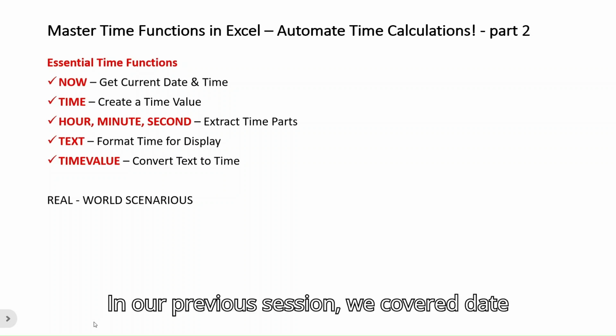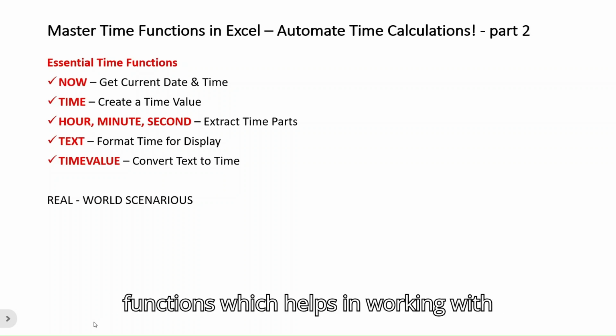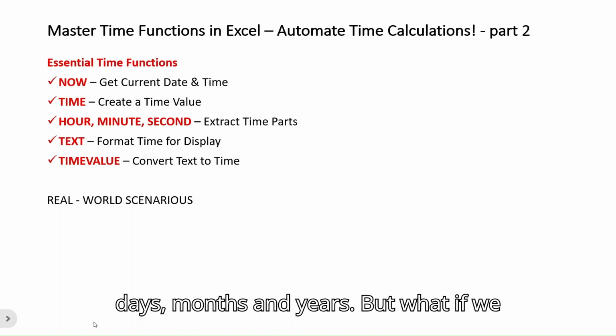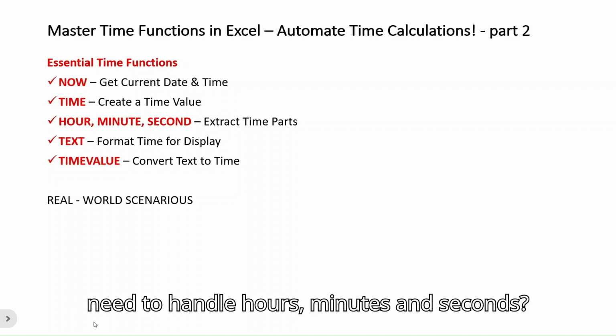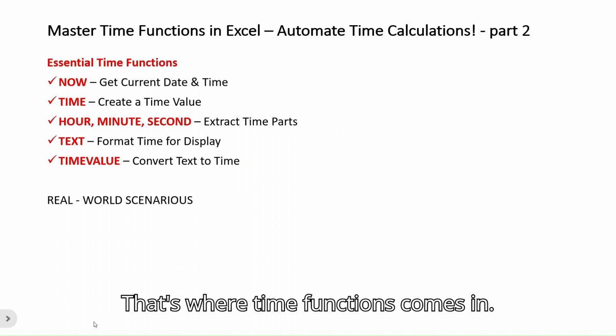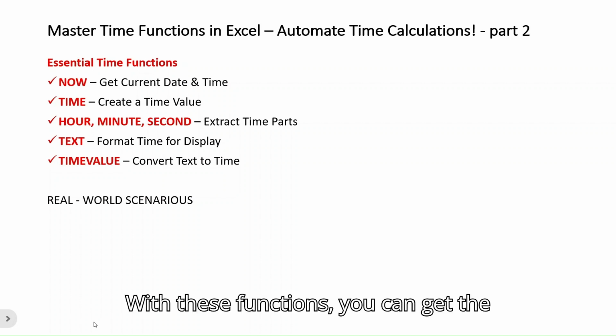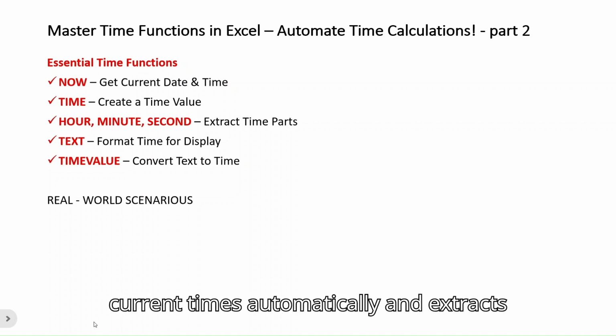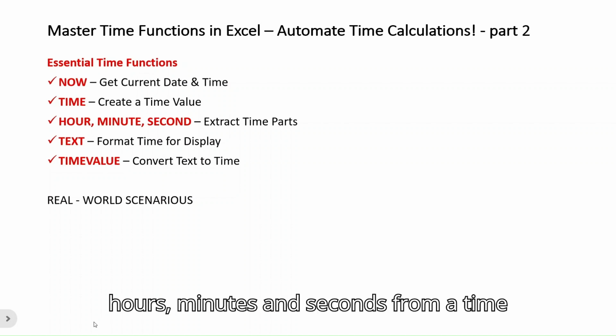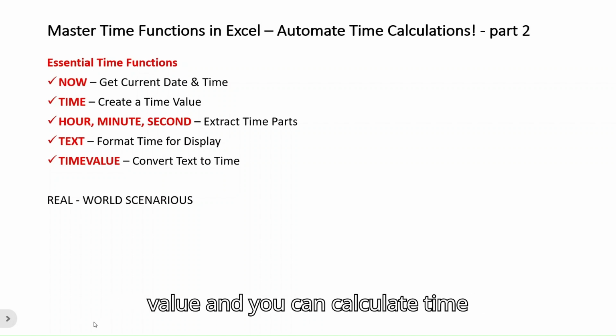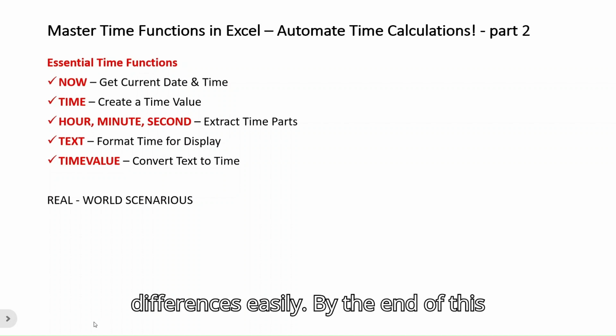In our previous session, we covered date functions, which help in working with days, months and years. But what if we need to handle hours, minutes and seconds? That's where time functions come in. With these functions, you can get the current time automatically, extract hours, minutes and seconds from a time value, and calculate time differences easily.